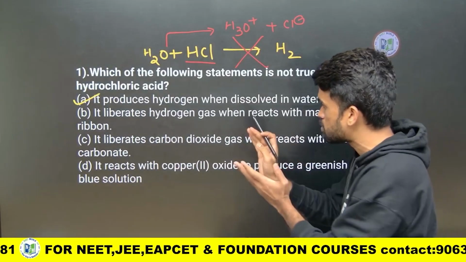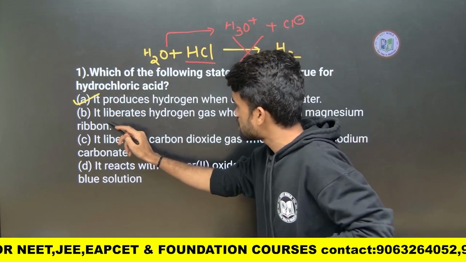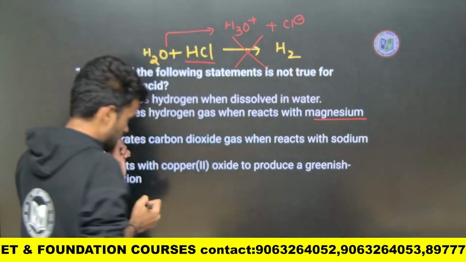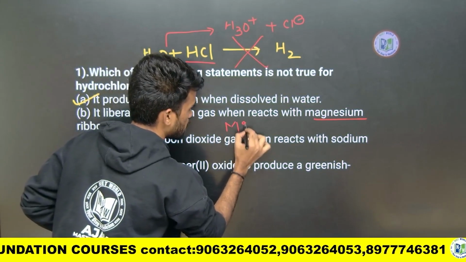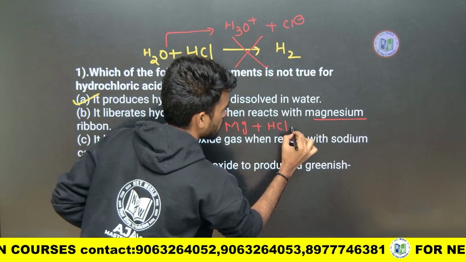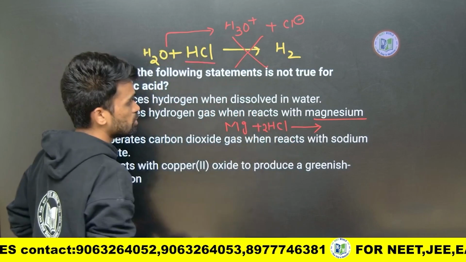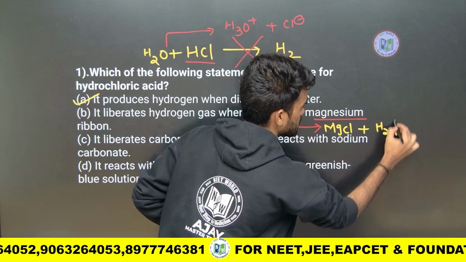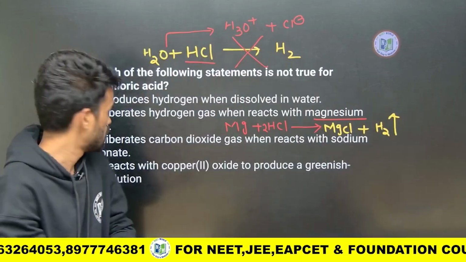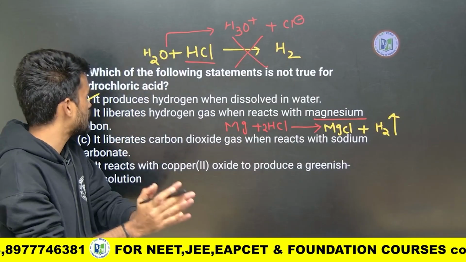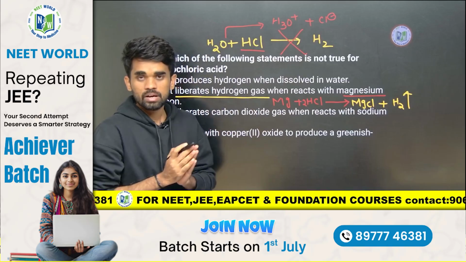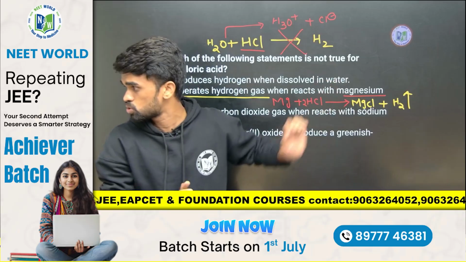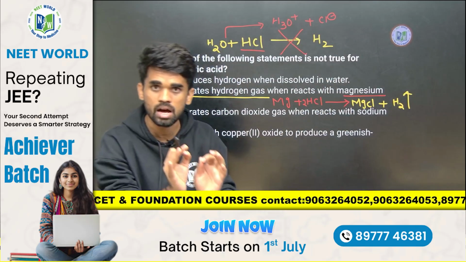Now let us read other options too. It liberates hydrogen gas when reacting with magnesium ribbon. So you take magnesium ribbon and treat it with this HCl. You will get magnesium chloride and H2 gas. Yes, here hydrogen gas is evolved. So our option 2 is perfectly correct. Hope it is clear. Second option is correct, first option is incorrect. That is why we have to choose the first option as our answer to this question.